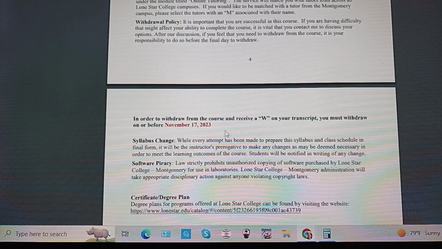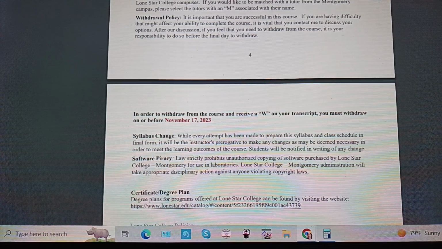Okay, here is the date to drop. If you don't drop by November 17th, like a week before Thanksgiving, then you're stuck in the class. There's nothing I can do. I get students after that date, they'll email me begging me to drop them from the class, but the school literally won't let me. So if you're on the roster after November 17th, then you'll get an A, B, C, D, or F. If you drop before that date, then it's like you were never in the class, although then you spent the money on the class anyway. So that's another reason not to drop too soon.